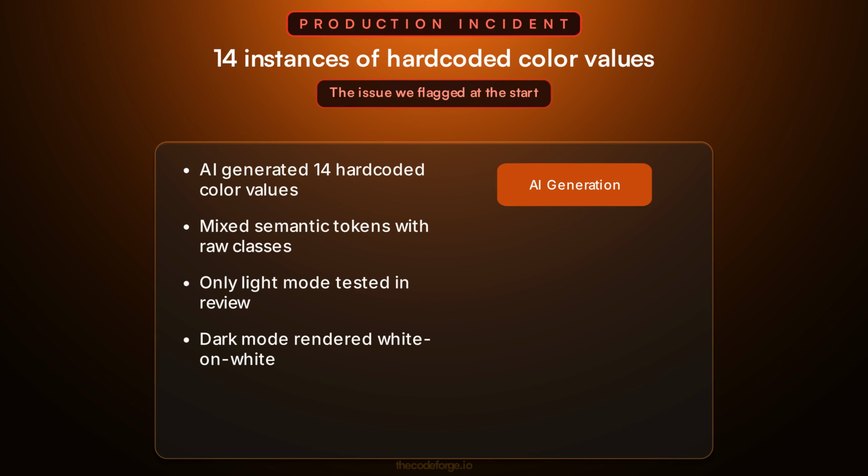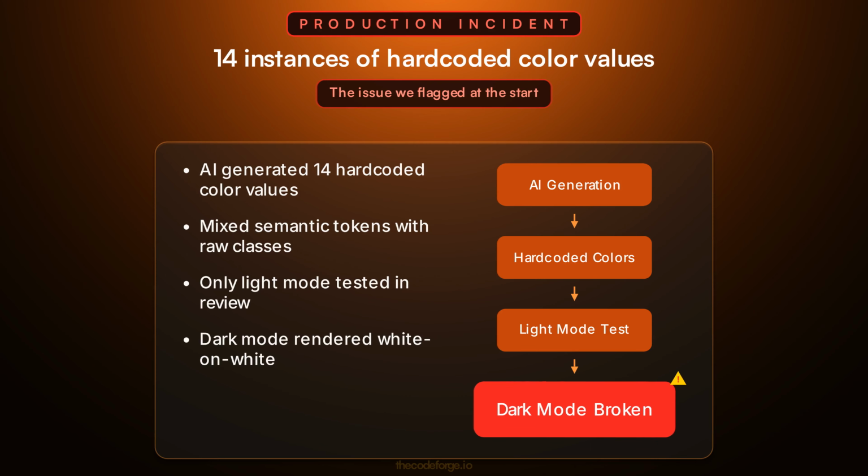This is the same issue we highlighted at the start. Here's exactly why that happened. The AI-generated components use semantic Tailwind classes like bg-primary, but also contained 14 instances of hard-coded colors like bg-white and text-gray-900.